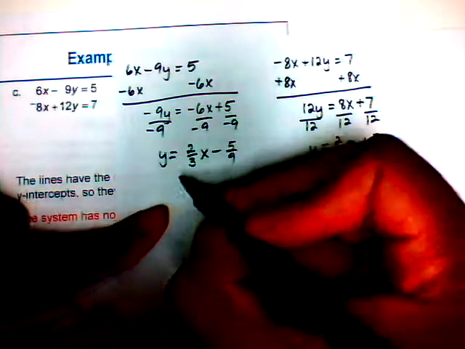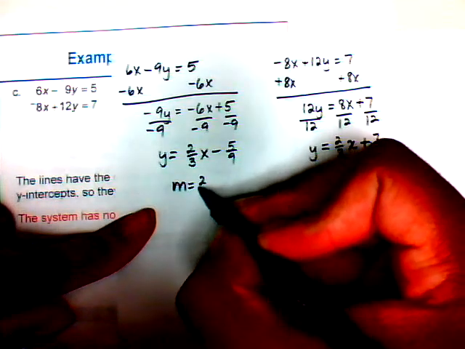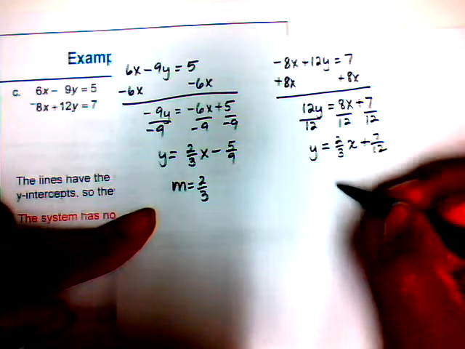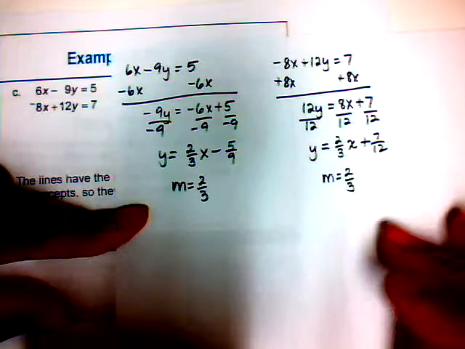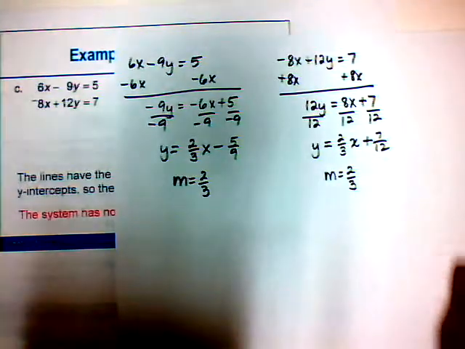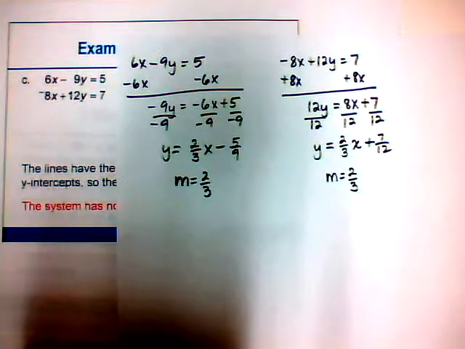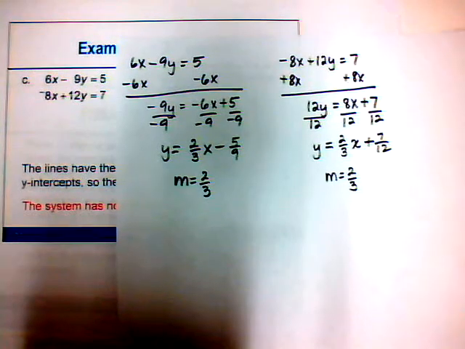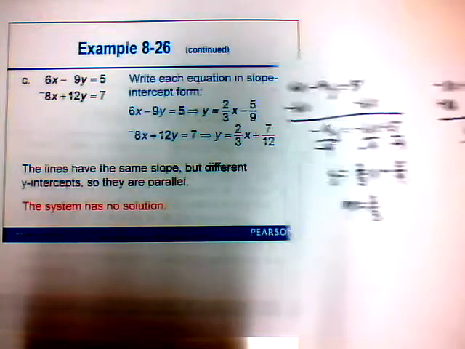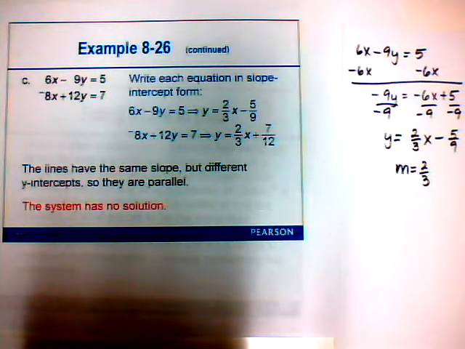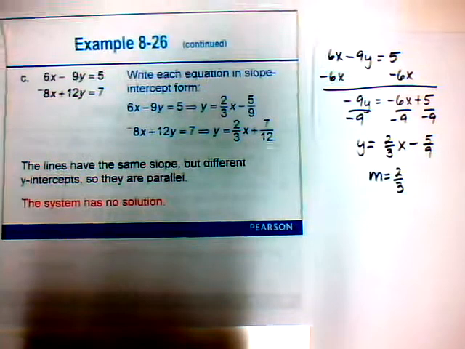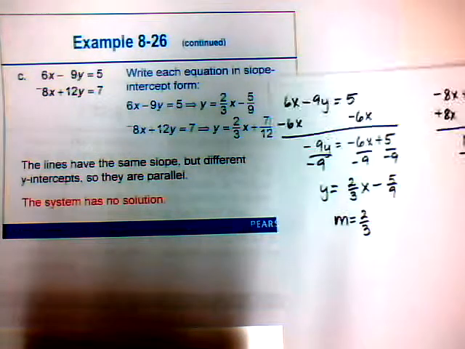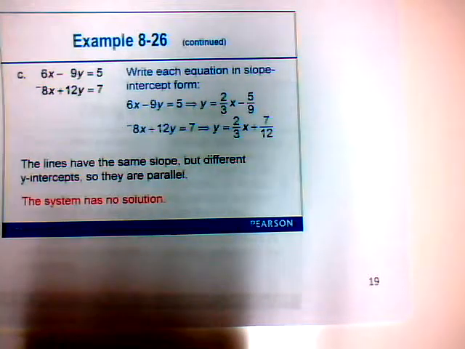Now, in this case, your slope is 2/3 for the first equation. The second equation also has a slope of 2/3. But your y-intercepts are different. So here, you have the same slope but different y-intercepts. So this system has no solution. Okay. That means that the lines are going to be parallel when you graph those on the coordinate plane.